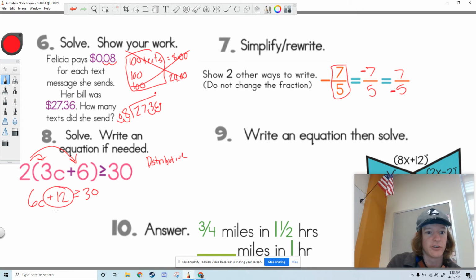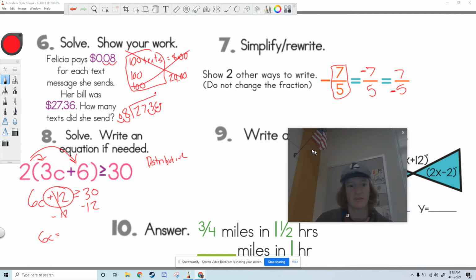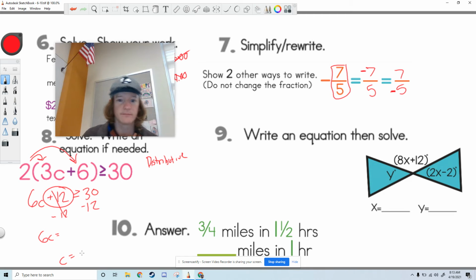First, get rid of the integer by doing the opposite of plus 12 to both sides. Subtract 12, we have 6c is greater than or equal to 30 minus 12. I'll have you finish this one. You're going to have to get that answer and then get rid of this 6 times by dividing both sides by 6 to solve for c.